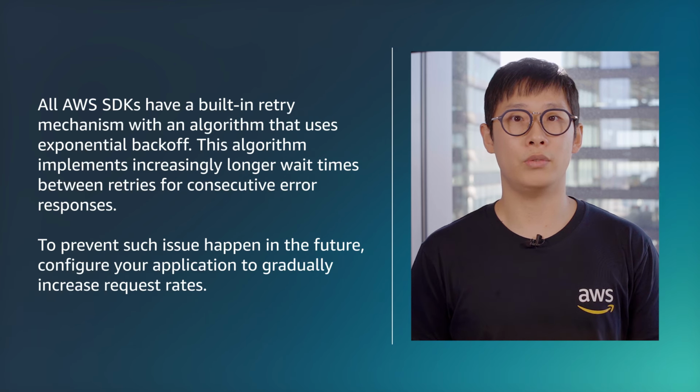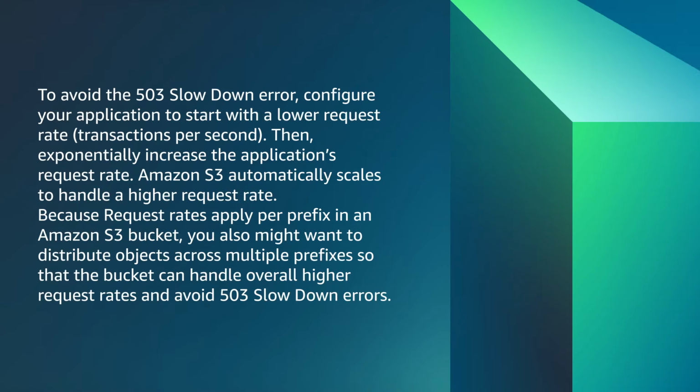To prevent such issues from happening in the future, configure your application to gradually increase request rates. To avoid the 503 slowdown error, configure your application to start with a lower request rate, transactions per second, then exponentially increase the application's request rate. Amazon S3 automatically scales to handle a higher request rate.